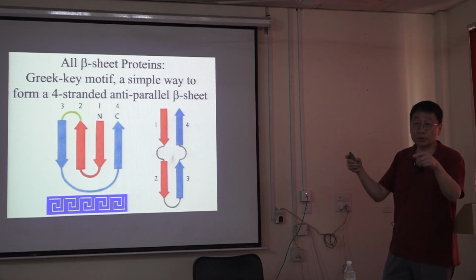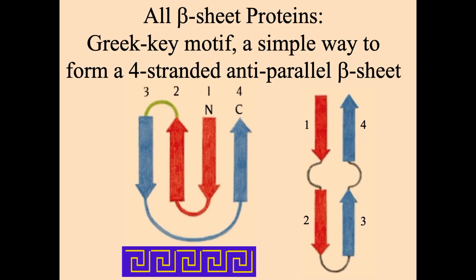So very simple structure can be folded using very local sequences. And then what you do here is, imagine you grab the top, and then you grab the bottom, you fold it this way. You will get that, right? So very nice 4-stranded anti-parallel beta sheet. So that's the Greek key motif. It's found in many, many structures, very common folding motif because it's so easy to form.